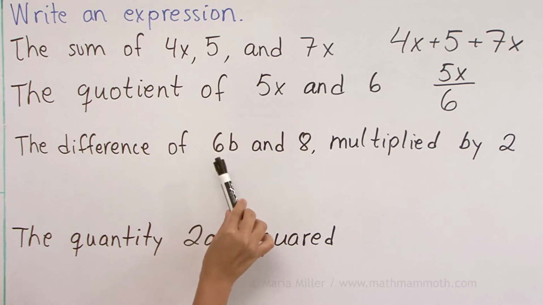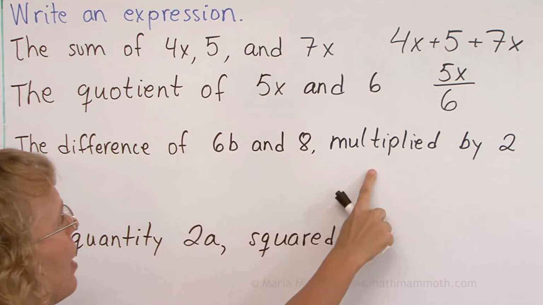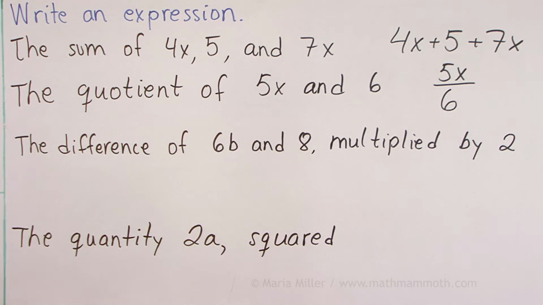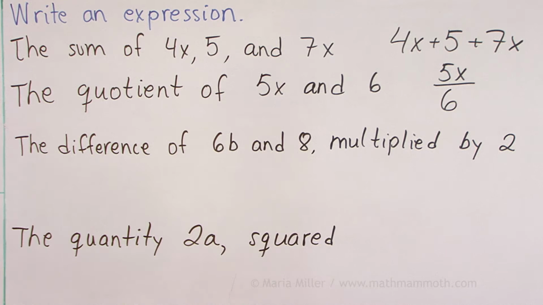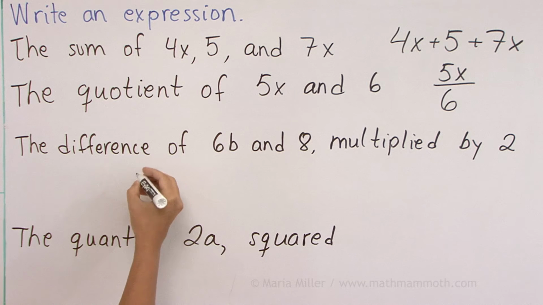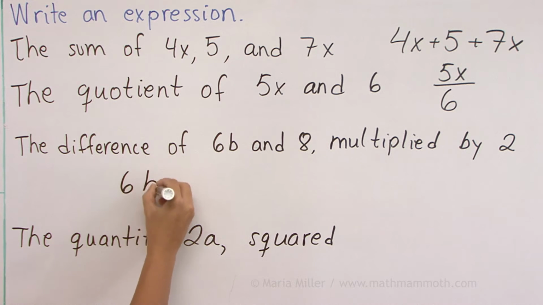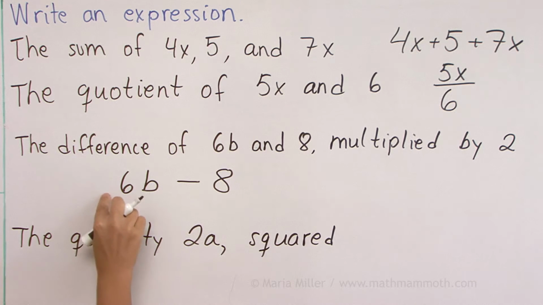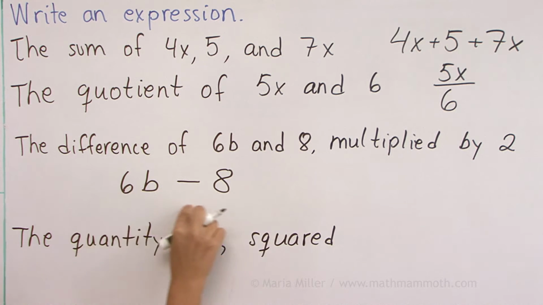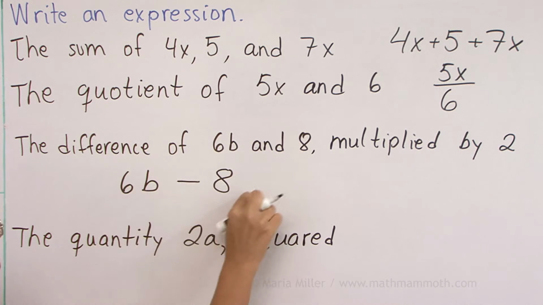The difference of 6b and 8 multiplied by 2. Okay? The difference has to do with subtraction. And then it's going to be multiplied. So there's two operations here. The difference of 6b and 8, that would be 6b minus 8. And now multiplied by 2. We need to take this whole thing and multiply it by 2.